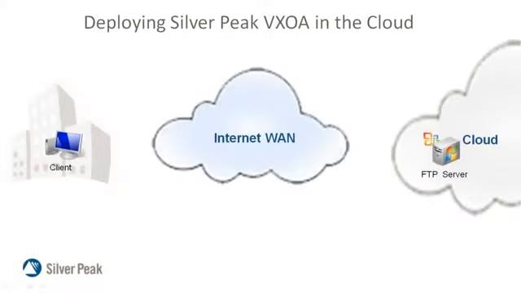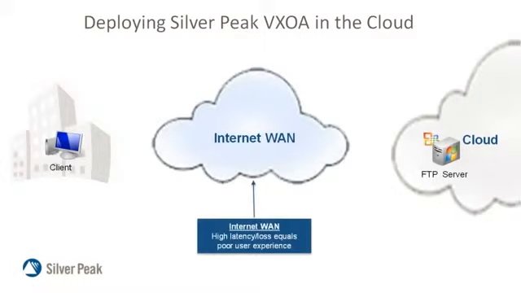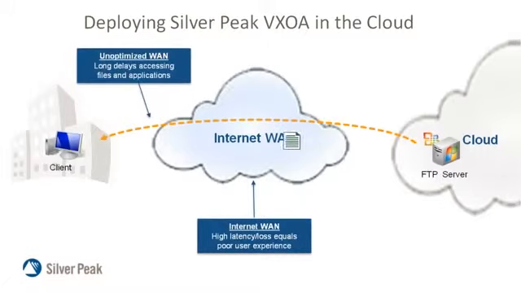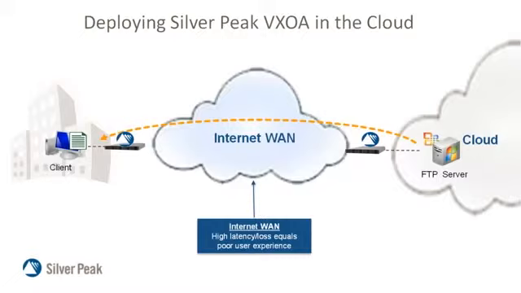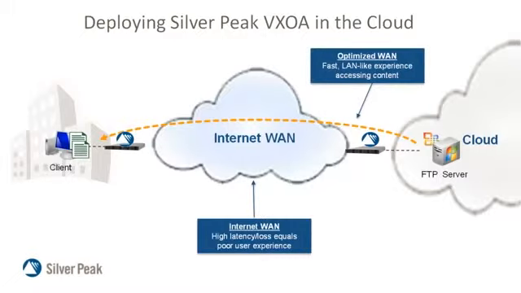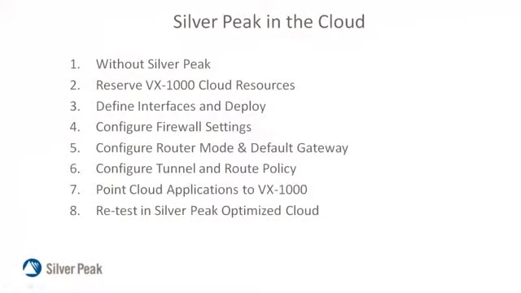When you move your applications to the cloud, that particular FTP server now has the internet between itself and the users. This means there'll be a lot more latency and loss for all users, resulting in the slow retrieval of content. This video shows that by deploying Silver Peak as part of that cloud infrastructure, you can retain a LAN-like user experience. We walk through 8 steps in this short video describing the deployment and benefits of Silver Peak in the cloud.